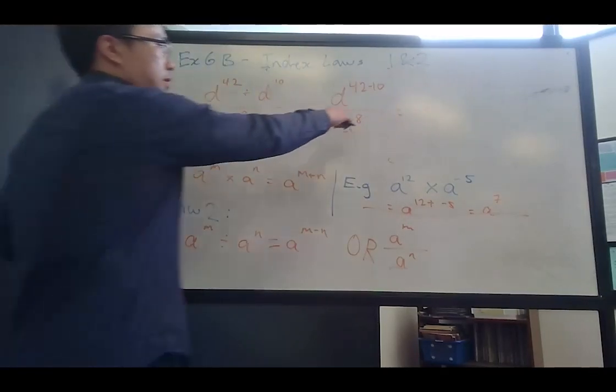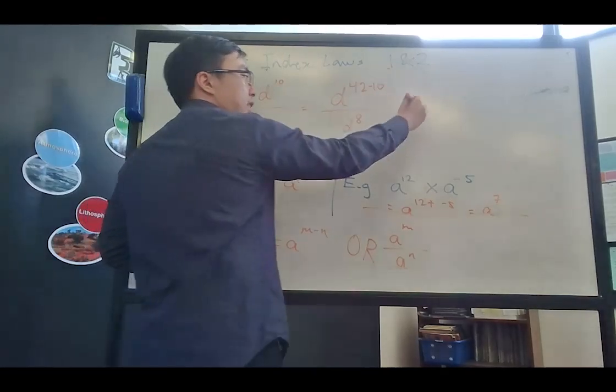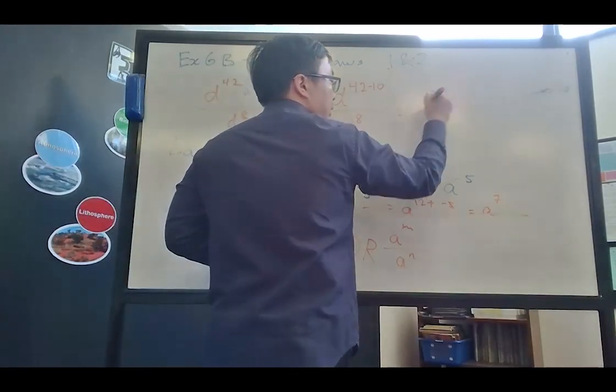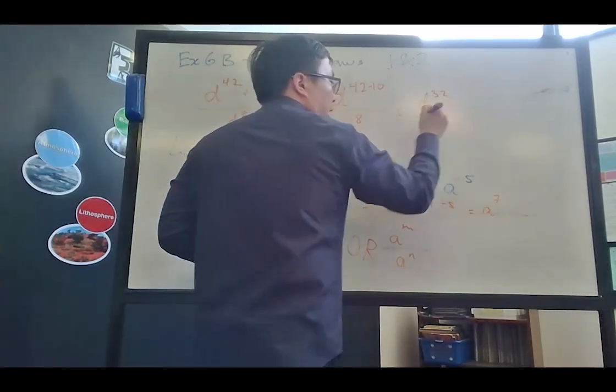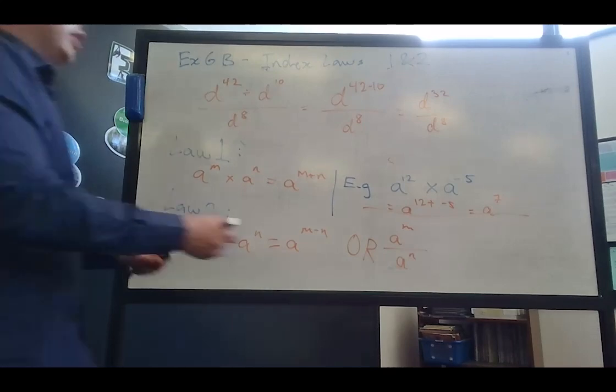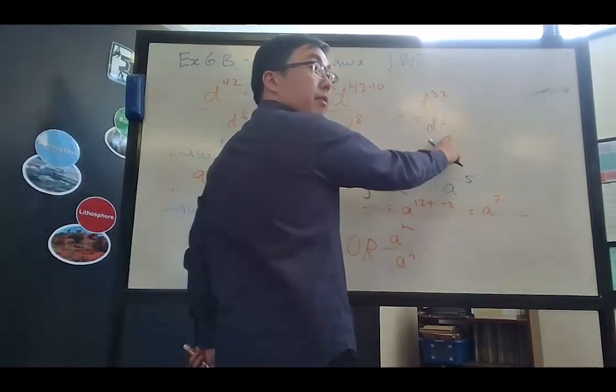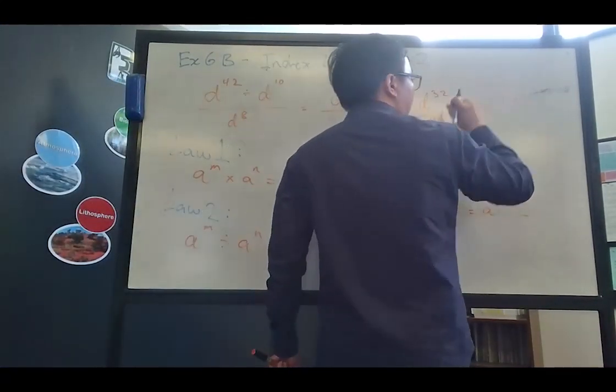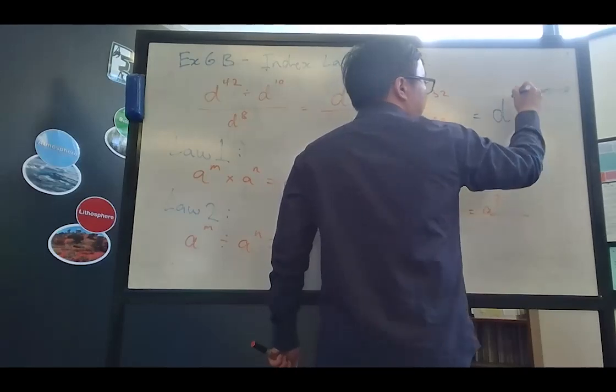Well, I know that d to the power of 42 minus 10 is d to the power of 32. And I'm going to keep the bottom. I'm going to show you what a lot of students do wrong. Please do not copy this next part. They go, okay, well, d to the power of 32, d to the power of 8, I'm dividing, so that means 8 goes into 32 4 times, d to the power of 4.